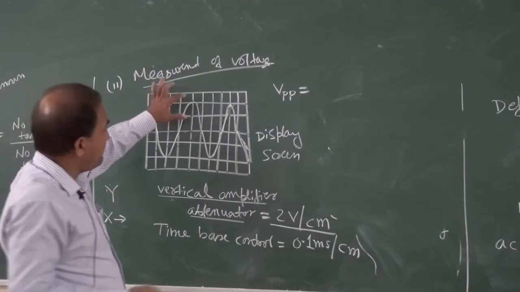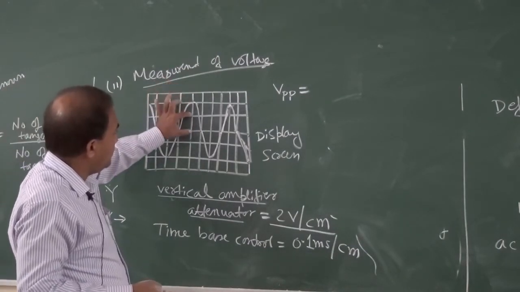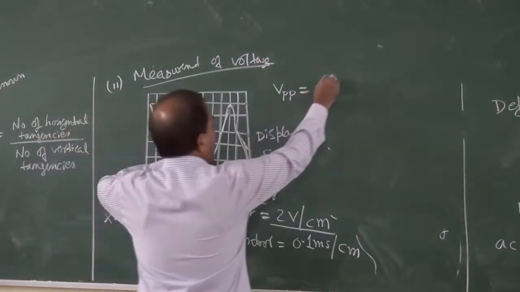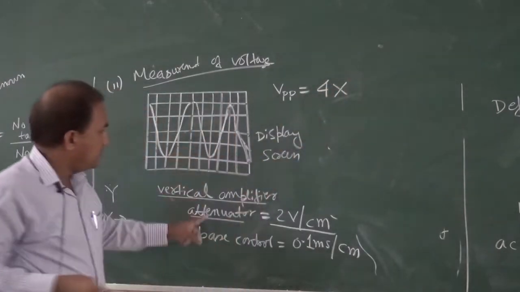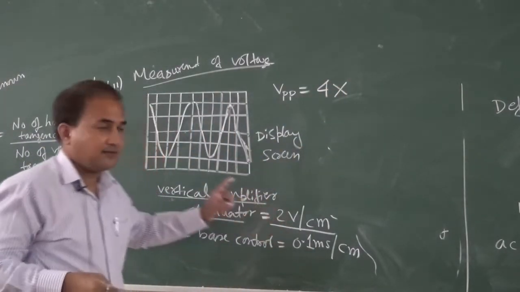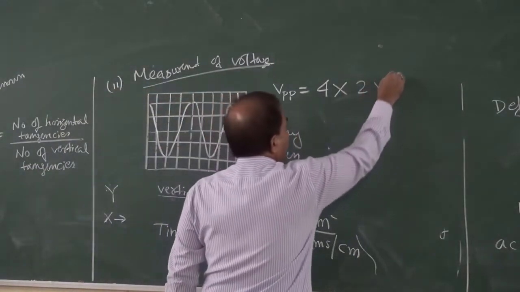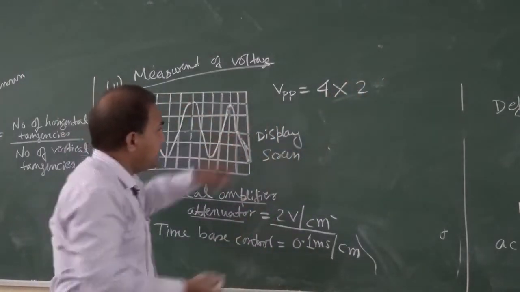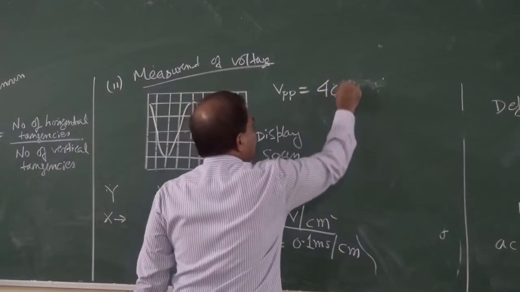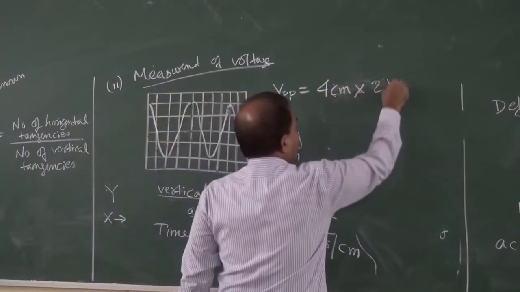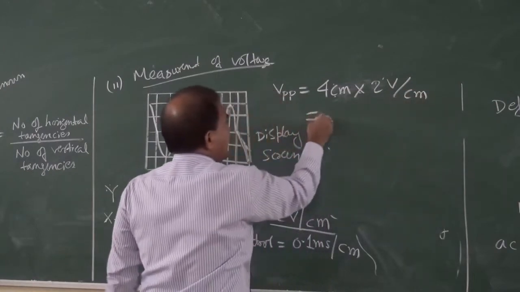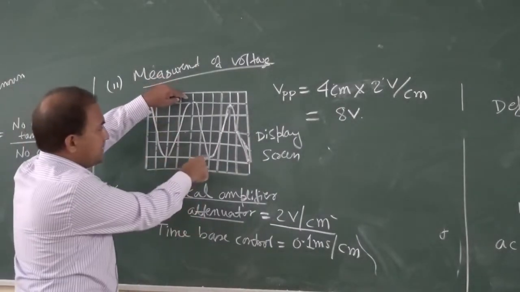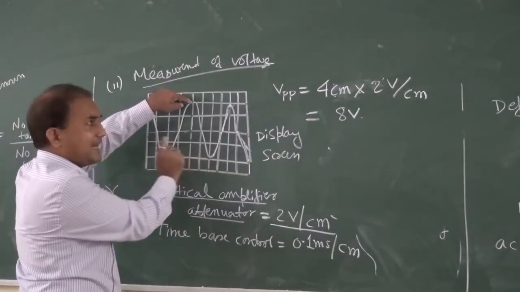So we have to count the number of boxes. This is 1, 2, 3, 4. This is from here to here. V peak to peak is 4 multiplied by 2 volt per centimeter. This is 4 centimeter into 2 volt per centimeter. So it is equal to 8 volt. So this is V peak to peak, it is 8 volt.